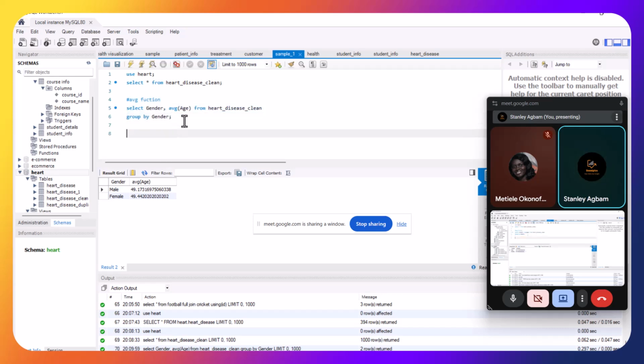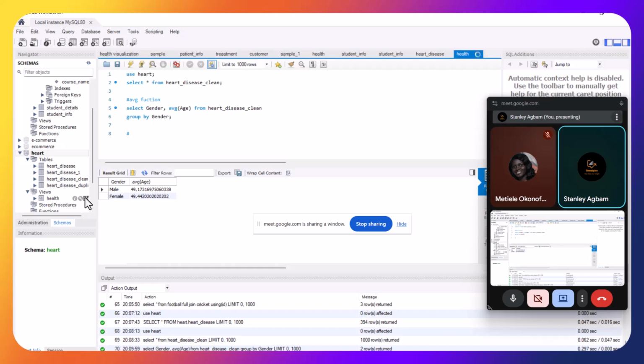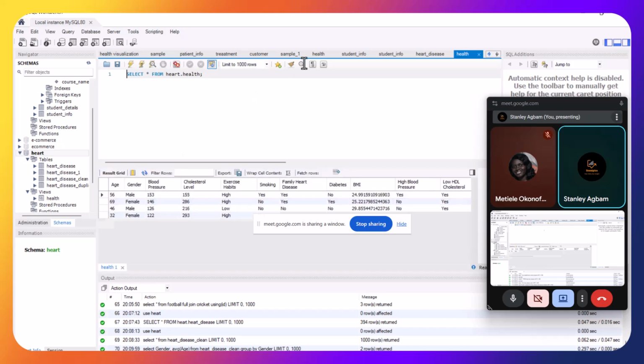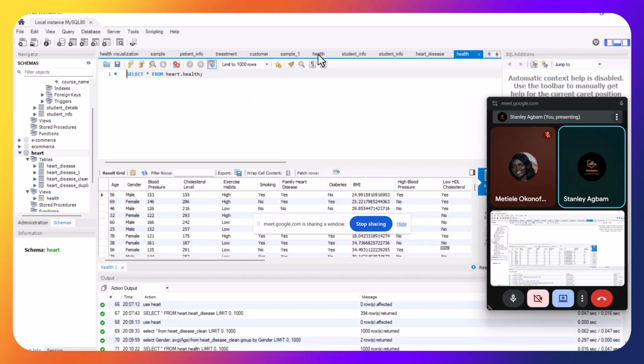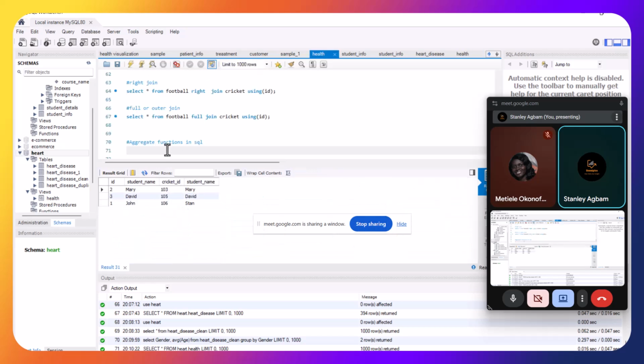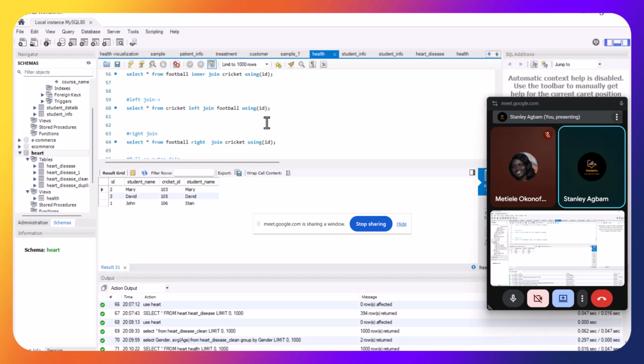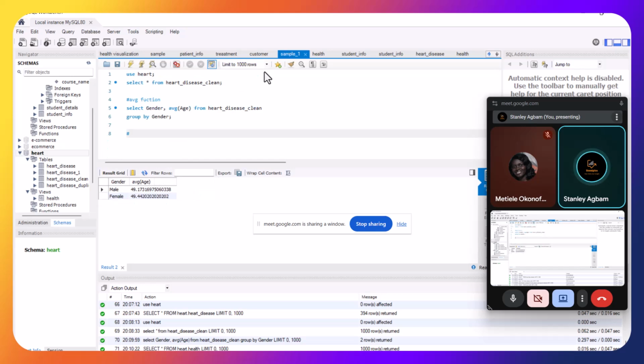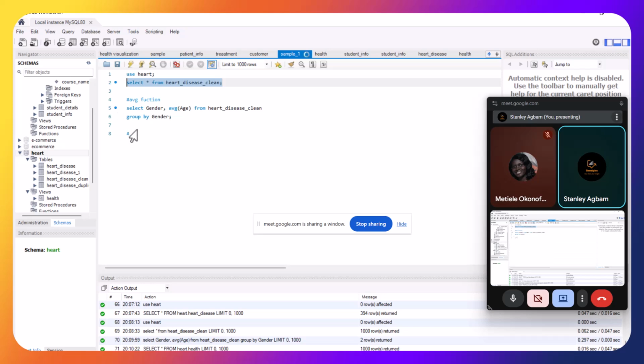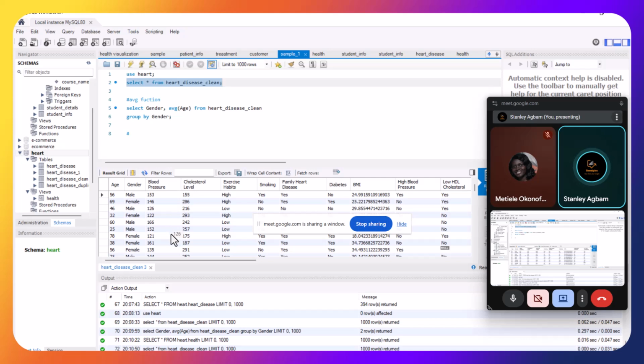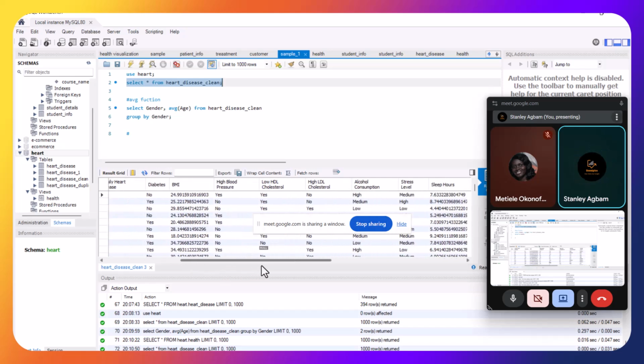So I want to go back. I've opened so many tabs, I'm even trying to recover. Okay, yeah, this is it. So we can decide to work on average blood pressure based on people with heart related diseases.